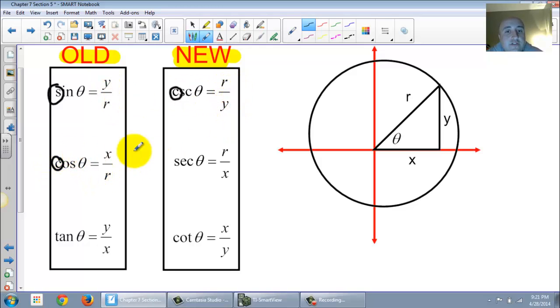Cosine starts with a c, so it's going to go with the one that starts with an s. X over r turns into r over x. And tangent and cotangent are obvious ones. Those go together. Y over x for tangent turns into x over y for cotangent. Everything else is the same. So the only thing on this page you have to remember is that sine goes with cosecant and cosine goes with secant. You only have to memorize the first three, because then you just take reciprocals of the new three.